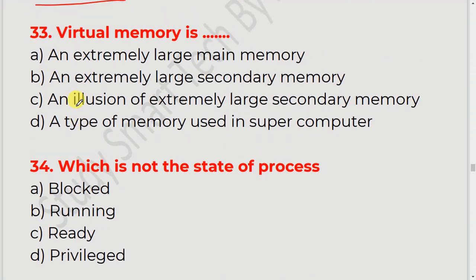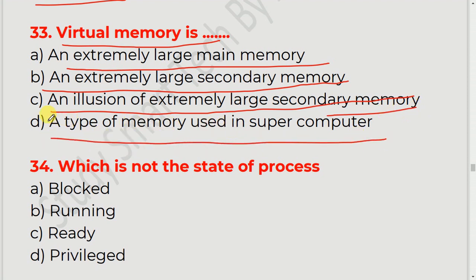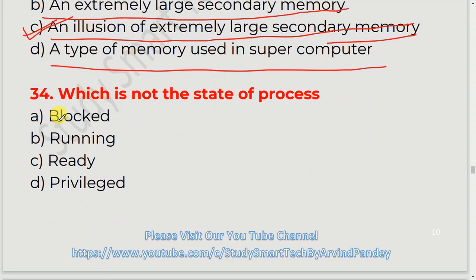Question number 33. Virtual memory is... Option A an extremely large main memory, B an extremely large secondary memory, C an illusion of extremely large secondary memory, D a type of memory used in supercomputer. And the correct answer is option C an illusion of extremely large secondary memory.